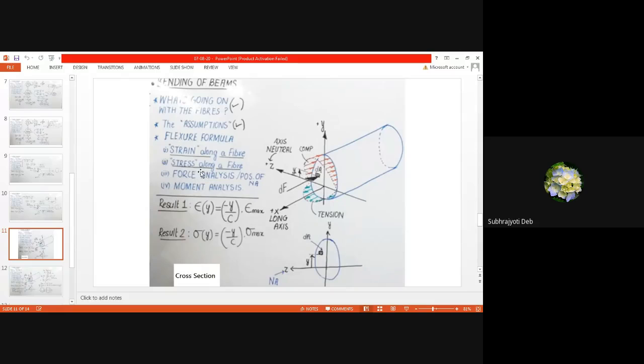The flexure formula. Yesterday we did the strain along a fiber and the stress along a fiber. Now the remaining part is the force analysis, or position of the neutral axis, and the moment analysis. These two things we'll see.